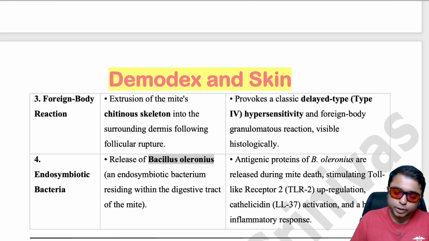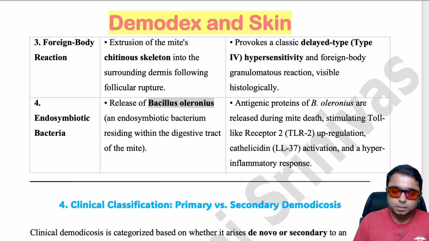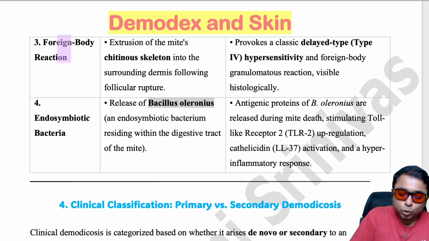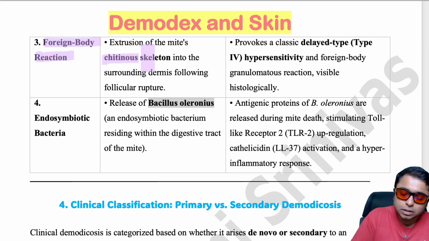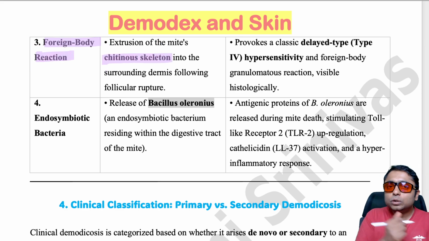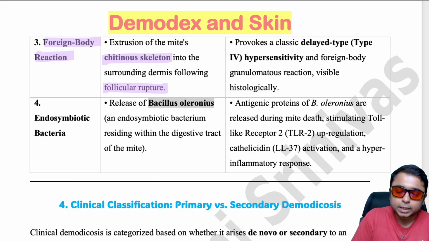So all this is going to cause the activation of the immune system, and like I have told you, there is going to be this chitinous exoskeleton which is going to be released into the dermis because of the rupture of the follicle, right? Because of which there is going to be this type 4, that is delayed cell mediated hypersensitivity being activated, which is going to lead to the granulomatous reaction, which is going to be visible on histopathology.